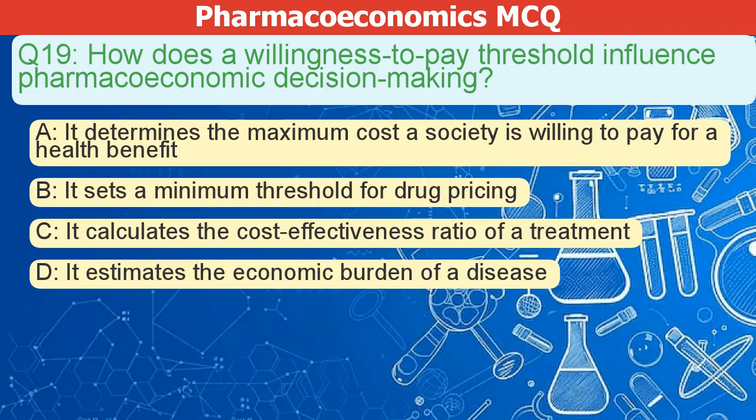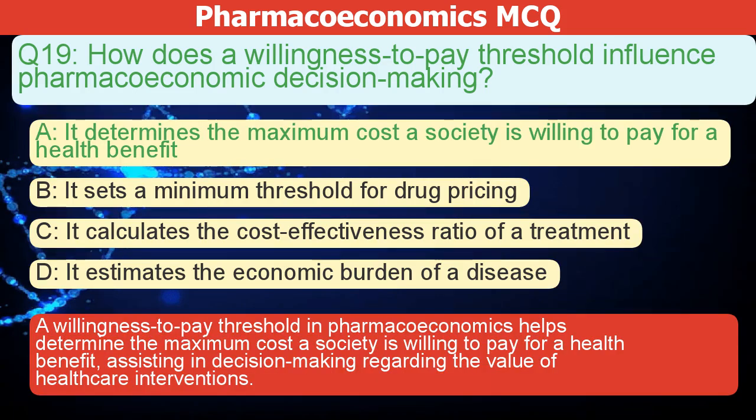How does a willingness to pay threshold influence pharmacoeconomic decision-making? A. It determines the maximum cost a society is willing to pay for a health benefit. B. It sets a minimum threshold for drug pricing. C. It calculates the cost-effectiveness ratio of a treatment. D. It estimates the economic burden of a disease.